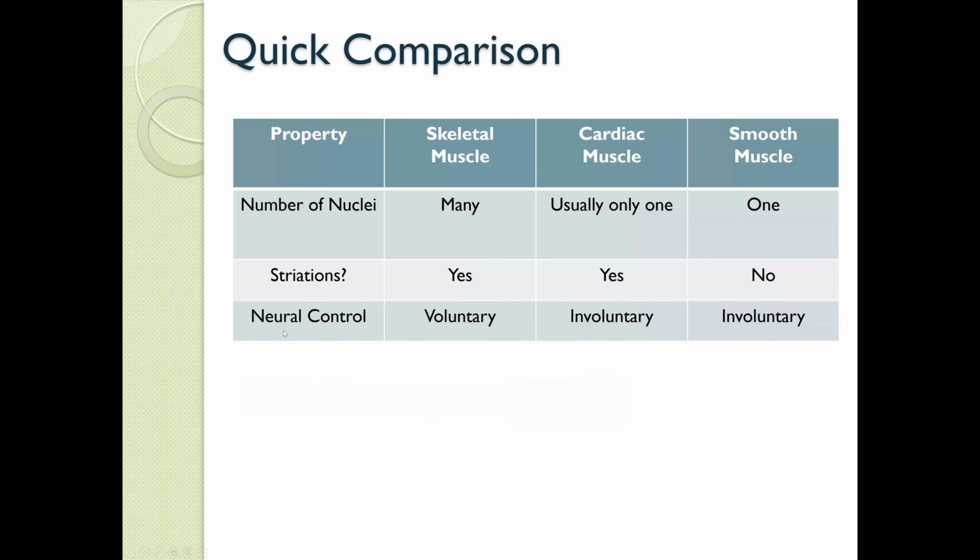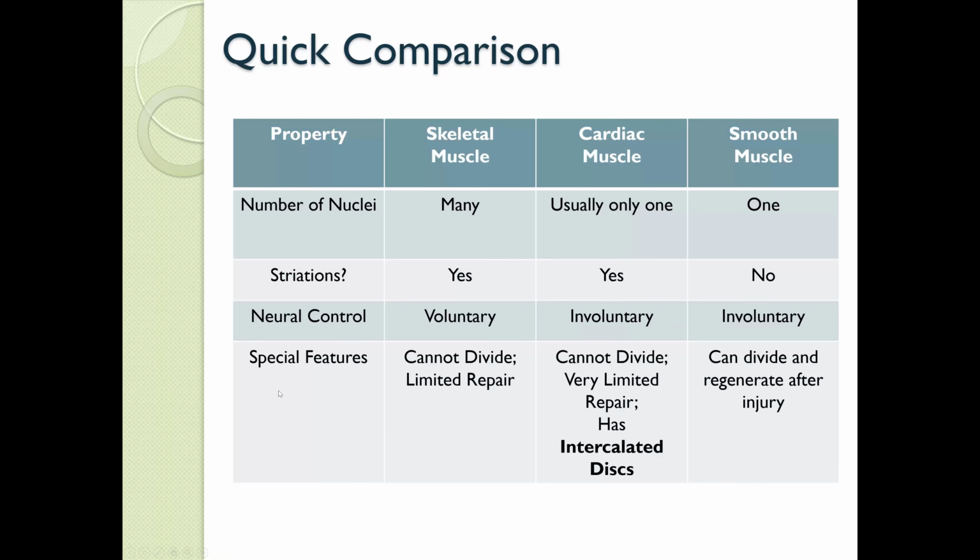The neural control, so your ability to control this type of muscle consciously: skeletal muscle is voluntary. Cardiac muscle and smooth muscle are involuntary, or controlled on an unconscious level. And then special features: skeletal muscle cannot divide. It does have limited repair with the myosatellite cells. Cardiac muscle cannot divide, has very limited repair, but one of its defining features is it has those intercalated discs, which are very easy to visualize on slides. And smooth muscle can divide and regenerate after injury.